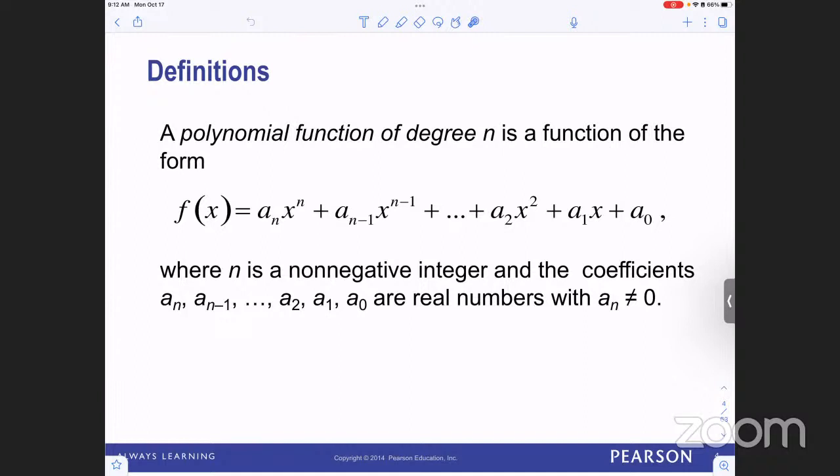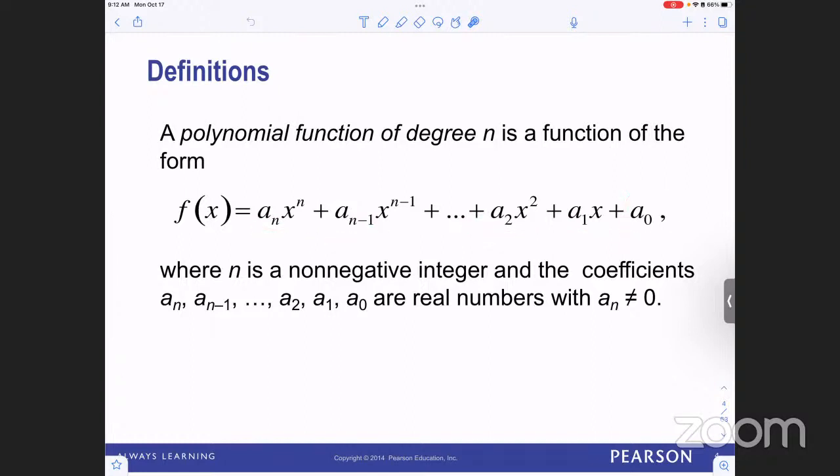A polynomial function is just a finite sum of monomials. A monomial is basically one term, where this a sub n is just some real number, the leading coefficient is not 0, and these powers are non-negative integer exponents. A monomial is some real number times x to some non-negative integer power. A polynomial is just a finite sum of monomials, right? This is a constant, right?